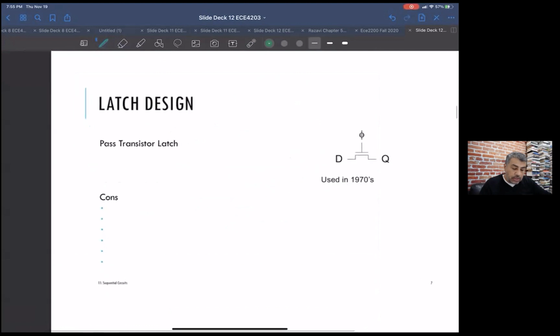Now let's look at the evolution of the latch. Where it all started was with just a simple pass transistor. Back in the day, you just didn't have that many transistors in your chip, so you wanted to use as few as you could, so you just used the pass transistor. It was good in some ways. The pros were it was really small.